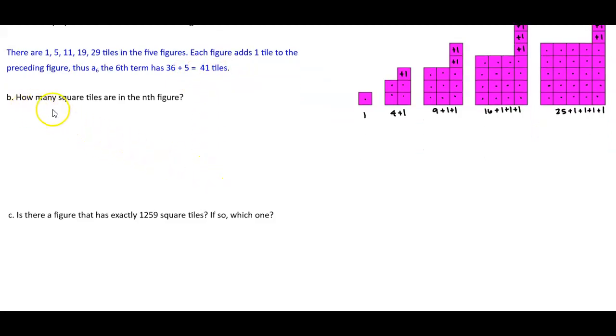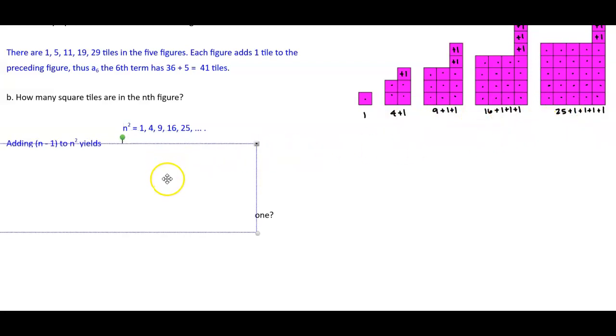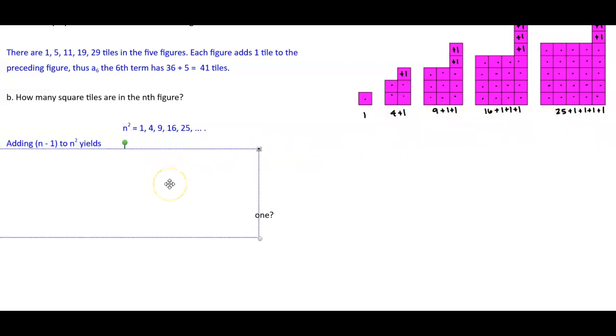Now the next question says, how many square tiles are in the nth figure? Well, again, if we look at the base of the perfect squares, n squared is 1 squared is 1, 2 squared is 4, 3 squared is 9, 4 squared is 16, 5 squared is 25. Now, we're adding an n minus 1 to the n squared. And that's what that means, is we're adding an n minus 1.